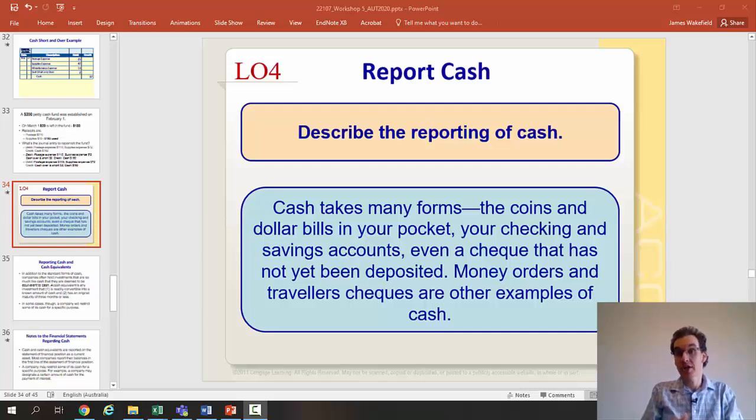So the last two objectives we look at today look at reporting as well as analyzing cash. So let's start with reporting of cash. Now, cash can take many forms. Cash can be the cash in your wallet. It can be cash that people keep in other ways.